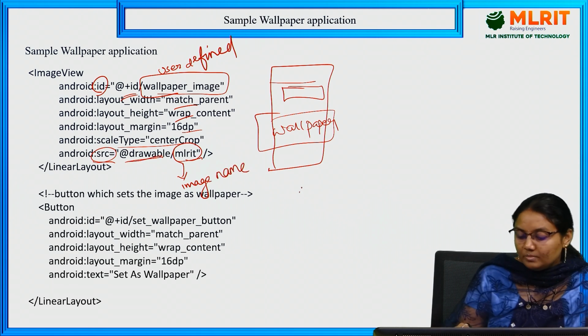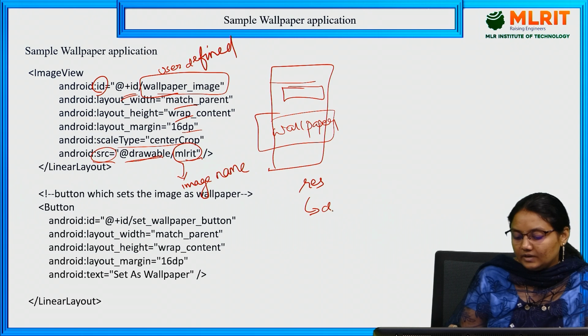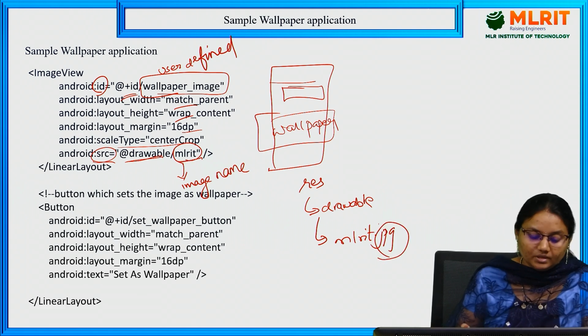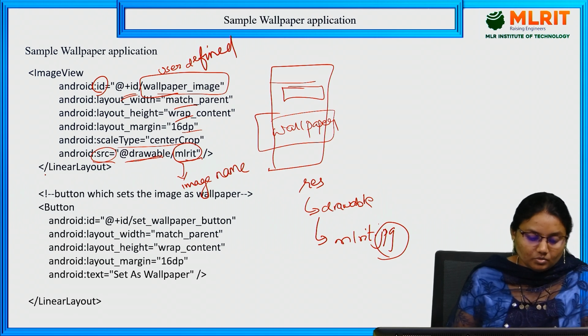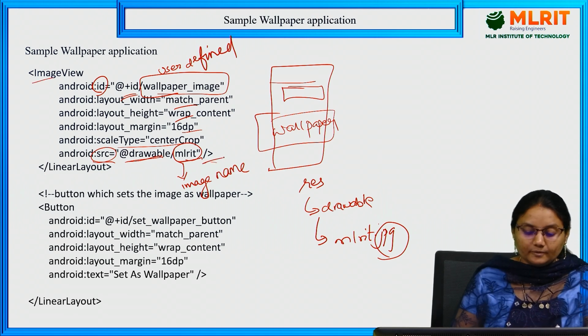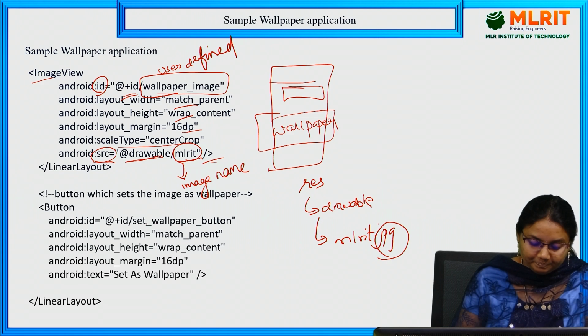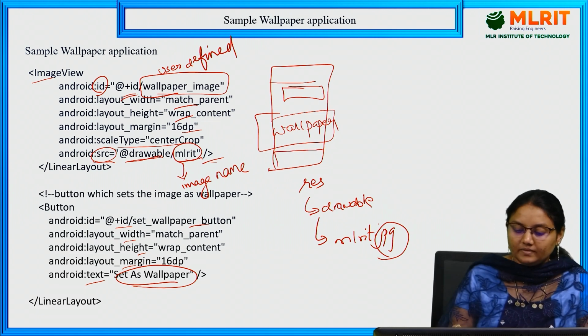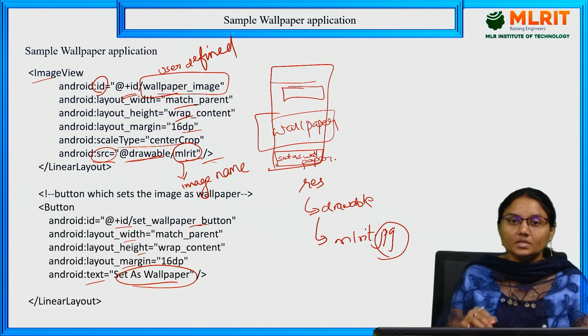And @drawable is under resources. You will be having a drawable folder. Under this drawable we have mlrit.jpg, but .jpg is not required, only the name is enough here. Then the linear layout is closed because the ImageView is closed here. Okay, now one button, ID setWallpaperButton, width, height, margin, and text is set as set wallpaper. So the button will be given here. So on the top of the button you will have set wallpaper. This is how it would be.